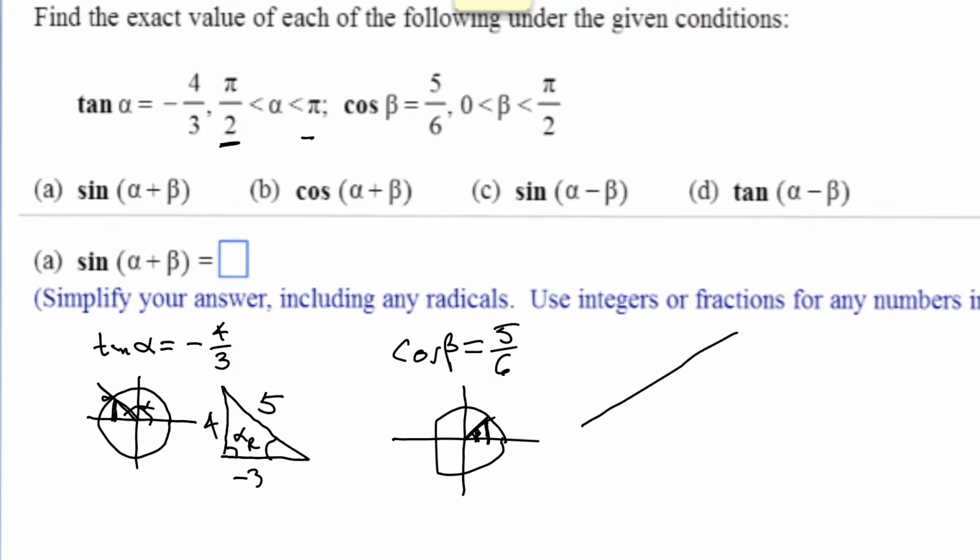But let's pull it out again and make it bigger so we can see it a little better. So there's beta. The cosine is 5/6, which means that the x-coordinate, or the adjacent of this angle, is 5, and the hypotenuse is 6, or the radius of the circle is 6. And then using the Pythagorean theorem, we find that this side is the square root of 11.